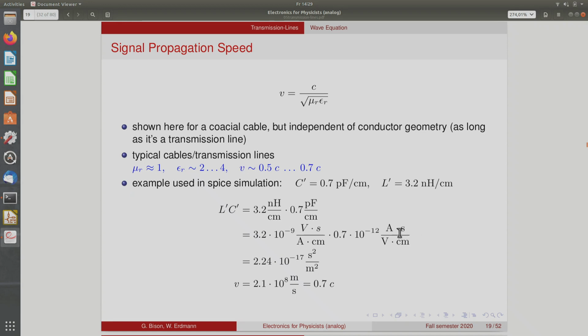So the units here match. Everything cancels here, the amps and the volts, and you get seconds squared over centimeter squared, which we convert into meters squared. So L prime times C prime is 2 times 10 to the minus 17 seconds squared per meter squared. If you take the inverse and the square root, this comes to 2.1 times 10 to the 8 meters per second. So this is 0.7 c, as you expect from our formula. And this is what we also measured in the SPICE simulation, if you remember.